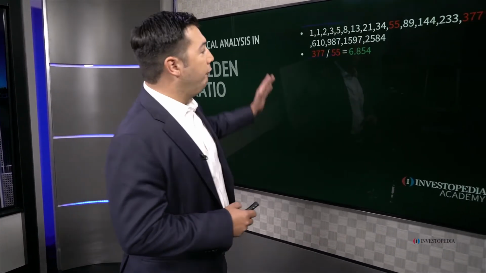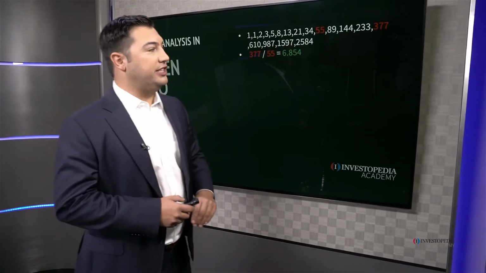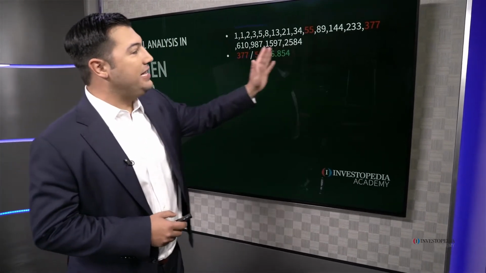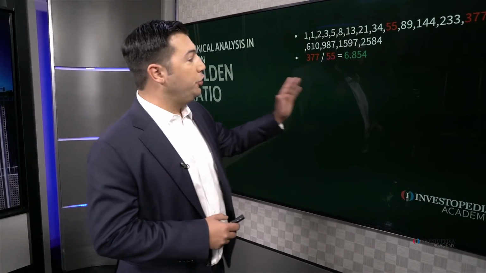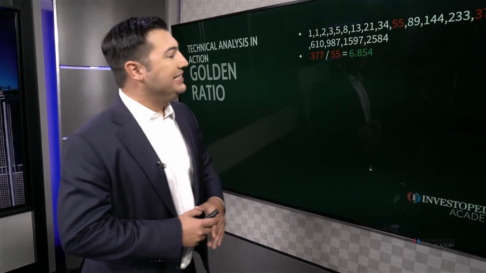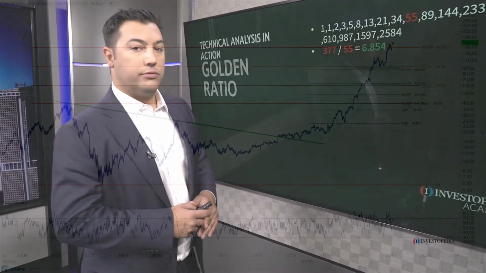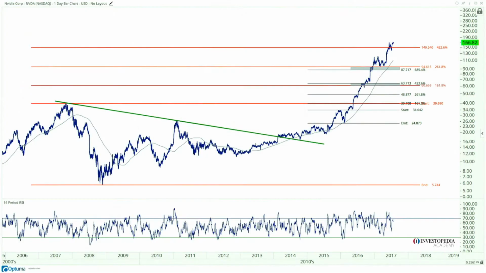6.854. The further away you get from 0 in the sequence, and you divide any of these numbers by the one 4 spaces to the left, the closer you are going to get to exactly 6.854. Let's put this sequence into practice.